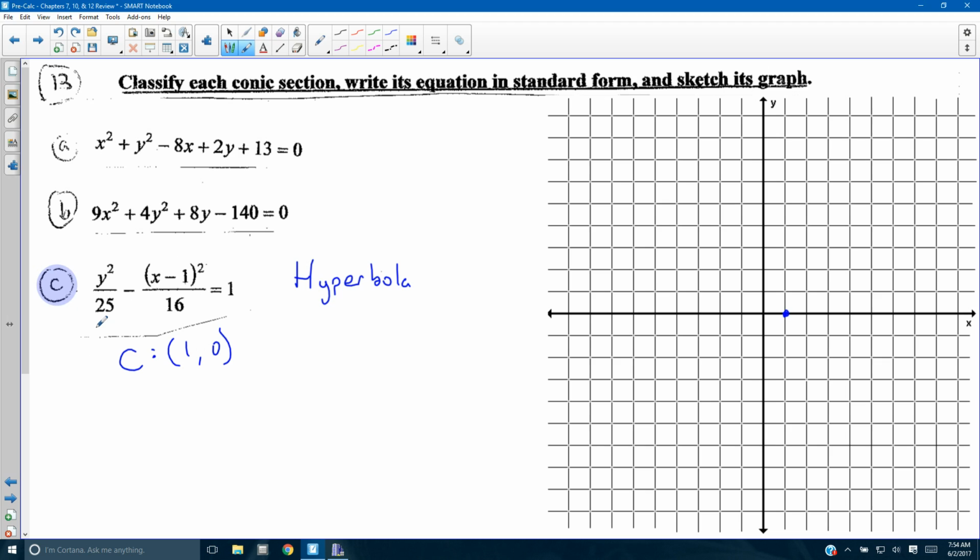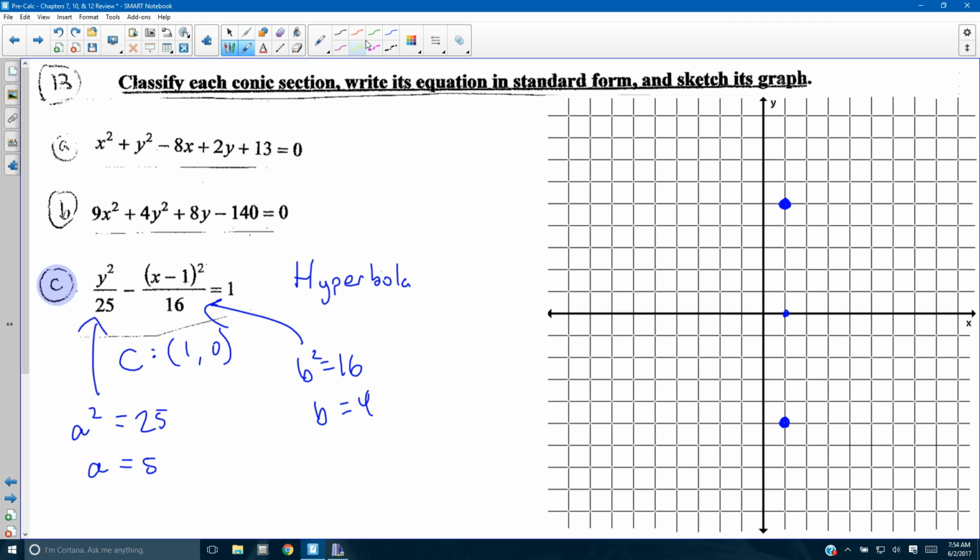Our transverse axis is vertical. Your a squared goes with the positive number always, not necessarily the larger one. In this case, it is larger. a squared is 25, so a is 5. We will go up and down 5 because it's under y. This is a vertex, and down here is a vertex as well. b is in reference to the 16 here. b squared is 16, so b is 4.